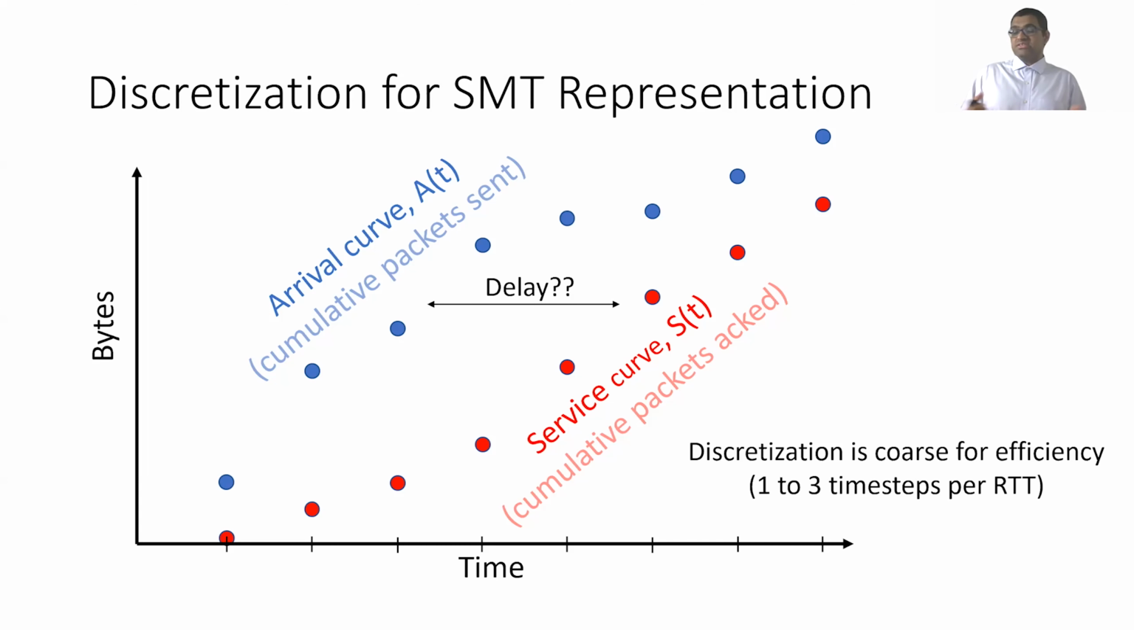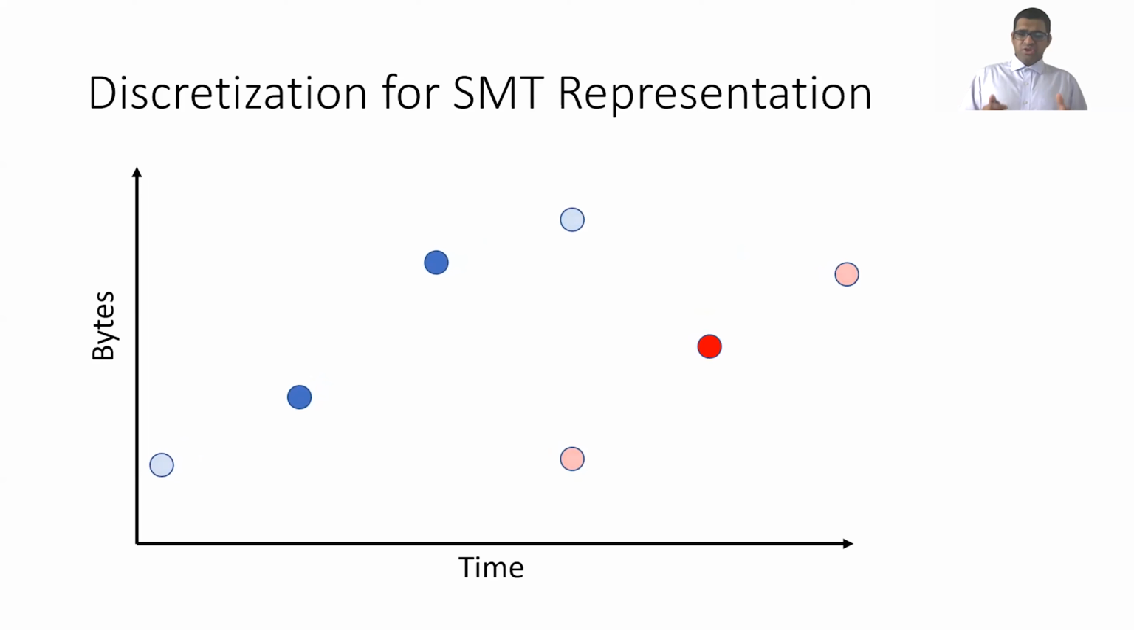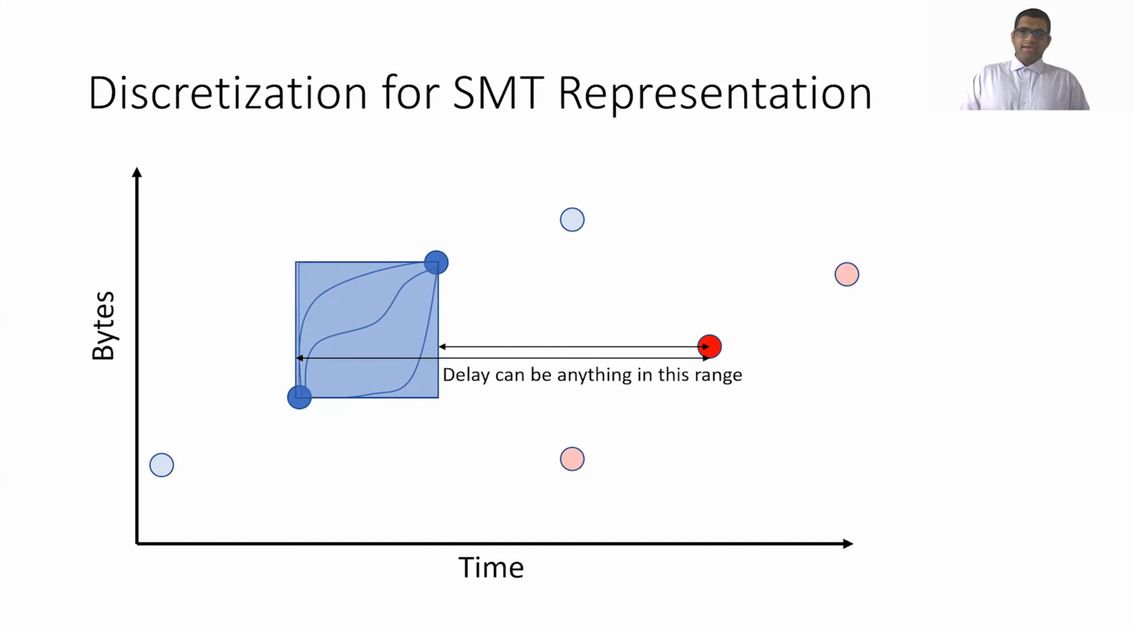things like what is the delay? The delay is the gap between the arrival curve and the service curve. But it's not clear here which 2 points we should compare. And since the discretization is coarse, this can actually matter a lot. So what we do is first we notice that the arrival curve can be any of the following curves. In fact, it is any monotonic curve that lies within this square. And then we say that therefore, the delay at the red point can be anything within this range. So we allow Z3 to pick any delay that lies in this range.